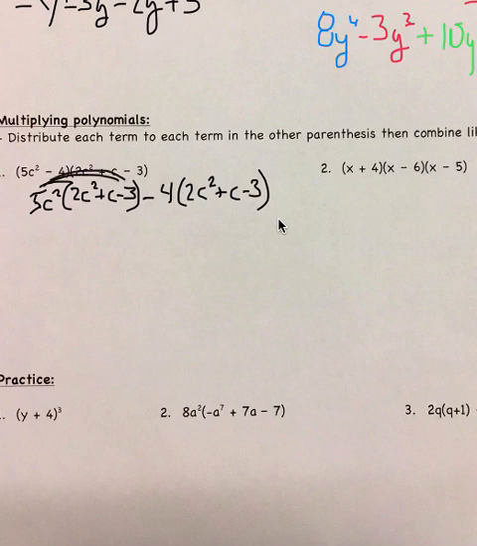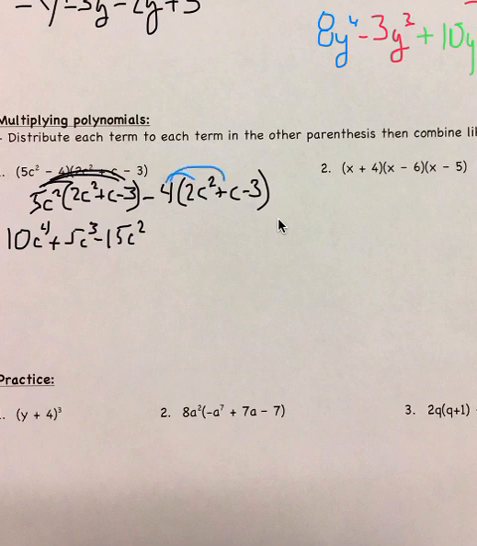So 5c squared times 2c squared is 10c to the fourth. 5c squared times c is 5c to the third. 5c squared times negative 3, negative 15c squared. Then we move to the next set, and you can see we have to multiply the 4 through to each one. So that becomes negative 8c squared minus 4c plus 12.